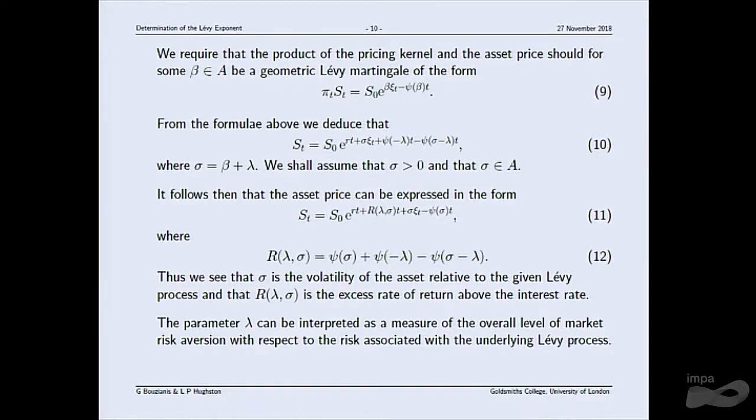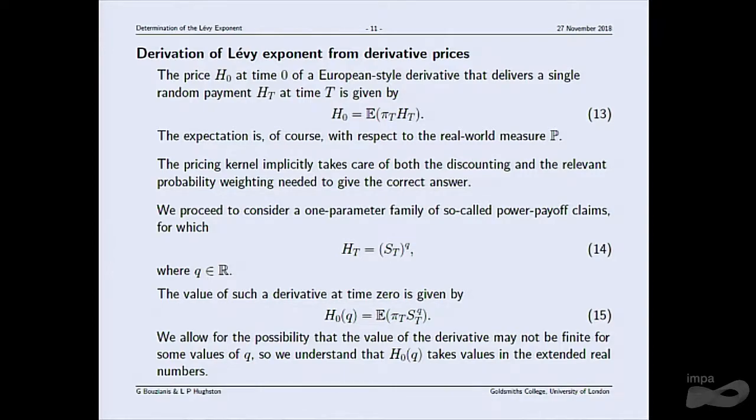So if you increase the volatility, then the excess rate of return increases. If you increase the risk aversion parameter lambda, then the excess rate of return increases. These are all properties that one is familiar with in the Brownian model, but the point is that the same ideas carry through in a nonlinear way in the Levy theory. Well, this leads us now onto the main topic, namely the determination of the Levy exponent.